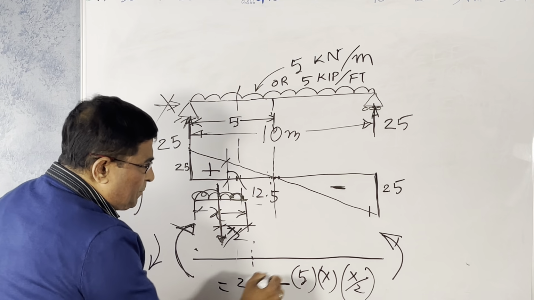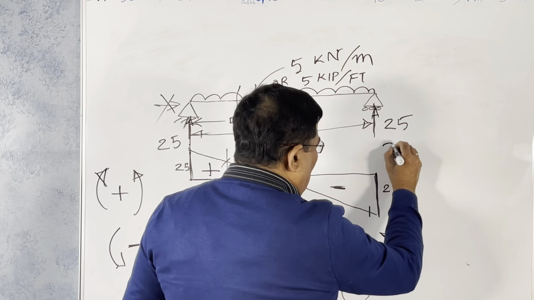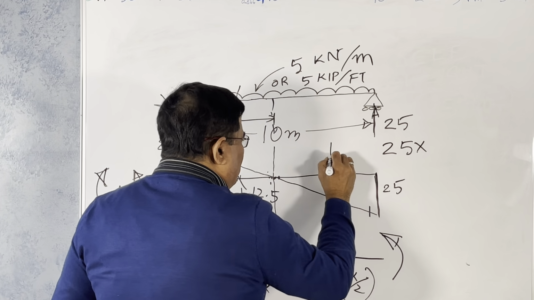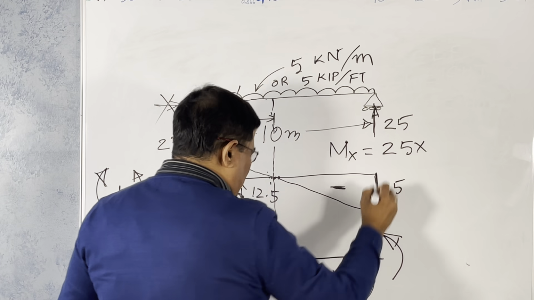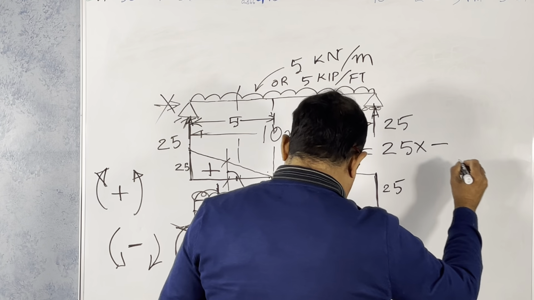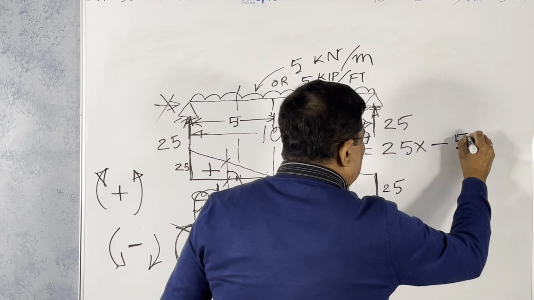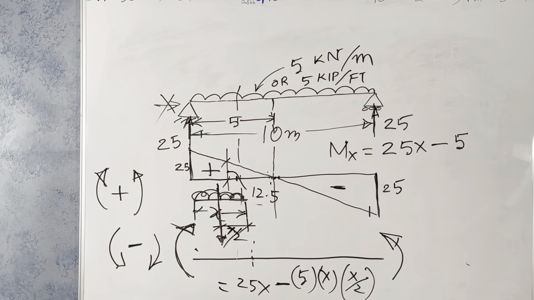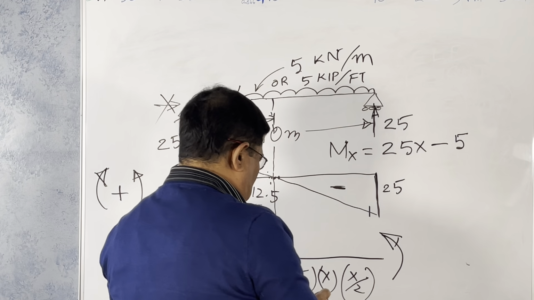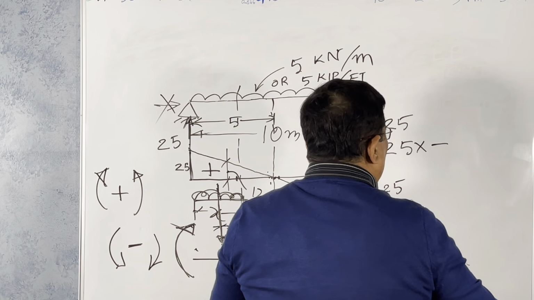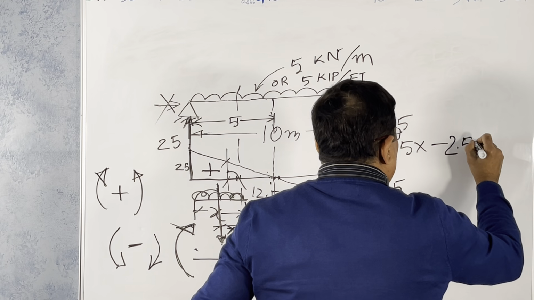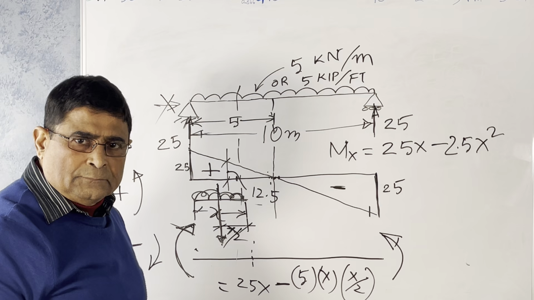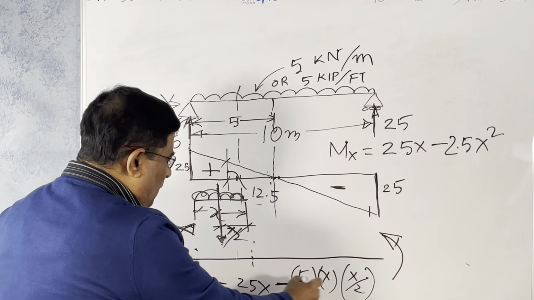Look at this reaction. Suppose if you simplify it, it will be 25x. Moment at x equals 25x minus 2.5x square. Okay, so this is the equation.